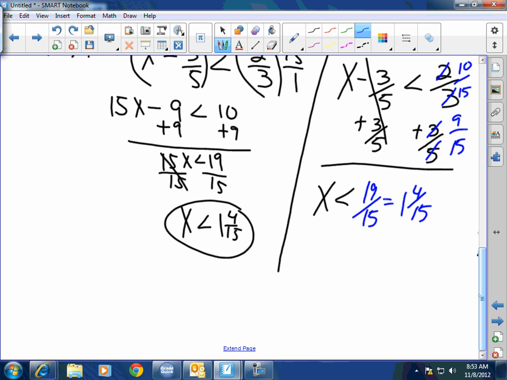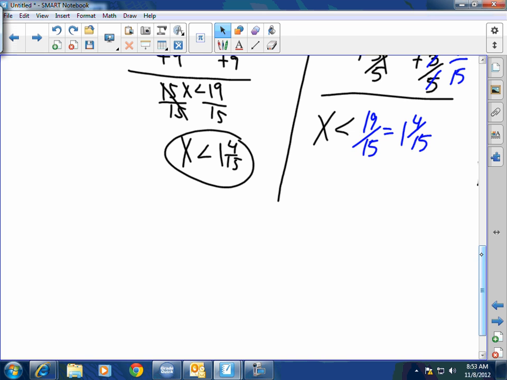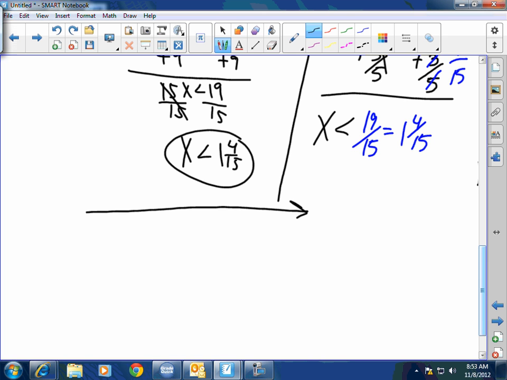4/15. Now to graph this, okay? This is a good practice for graphing. I did divide it, son. 15 goes into 19 one time, and there's 4 15ths left over. I turn that into a mixed number. If I wanted to go to a decimal, which I did not ask for, I would not do that because you're going to make your life more complicated. Leave it as a fraction unless you are told to do otherwise.